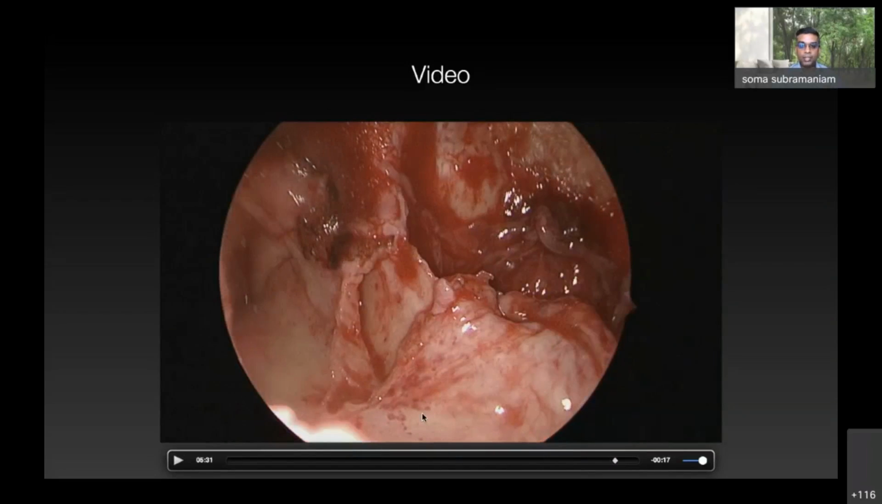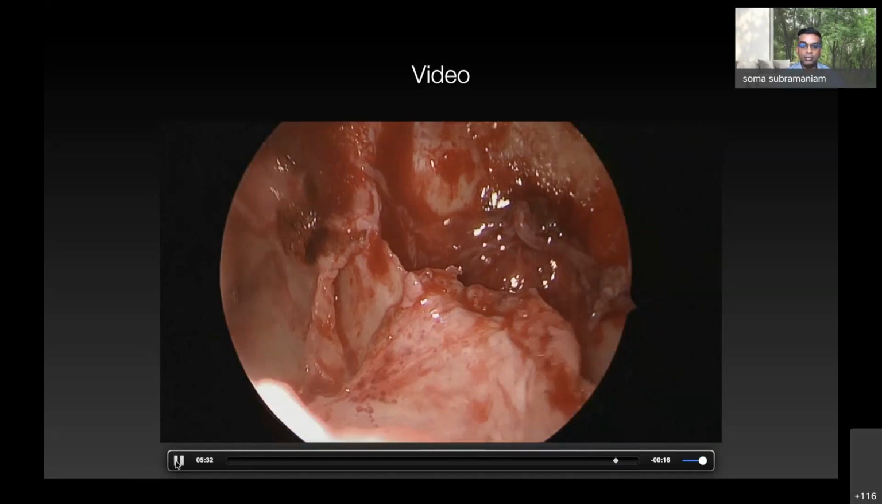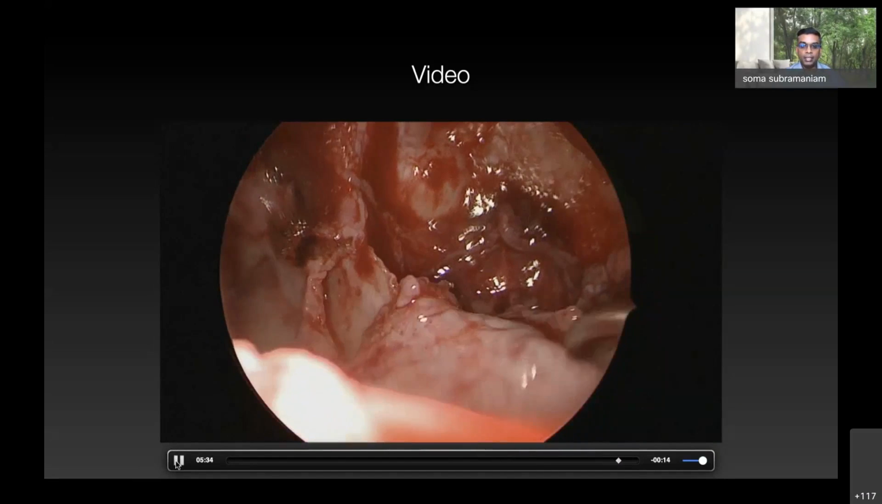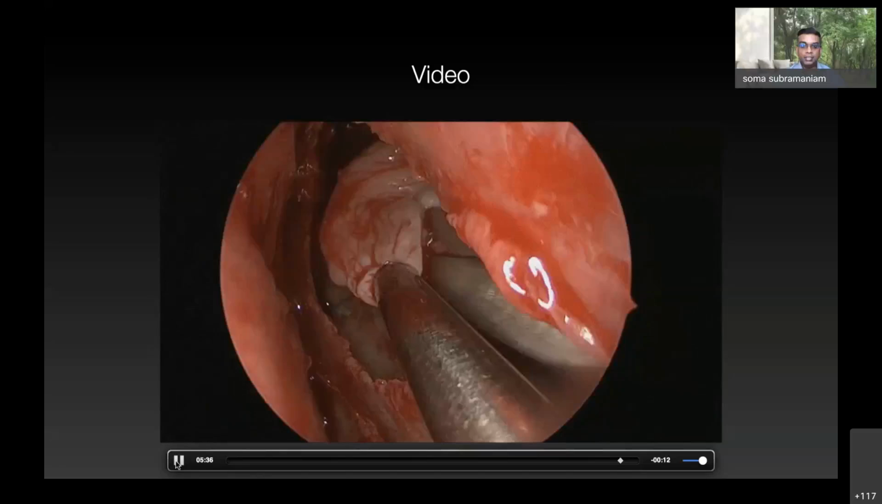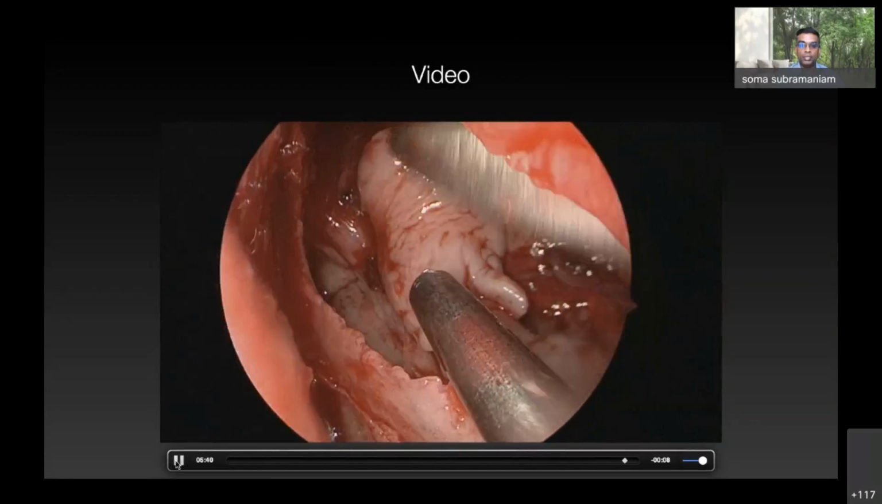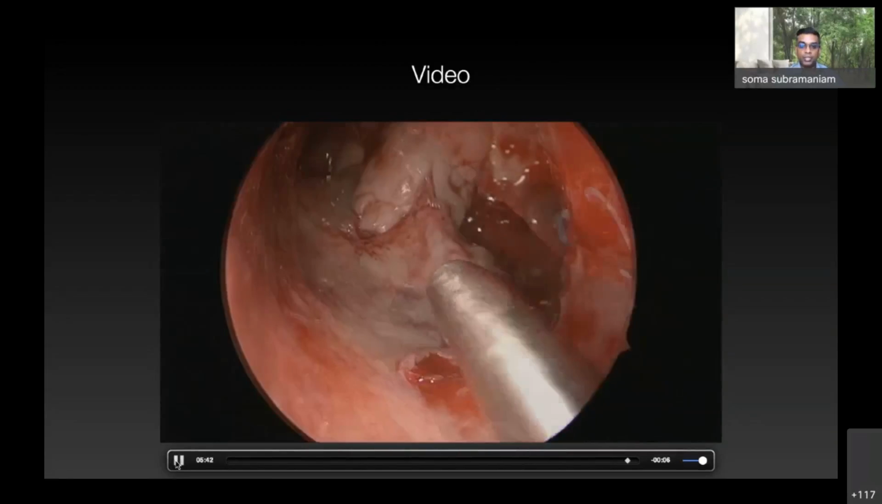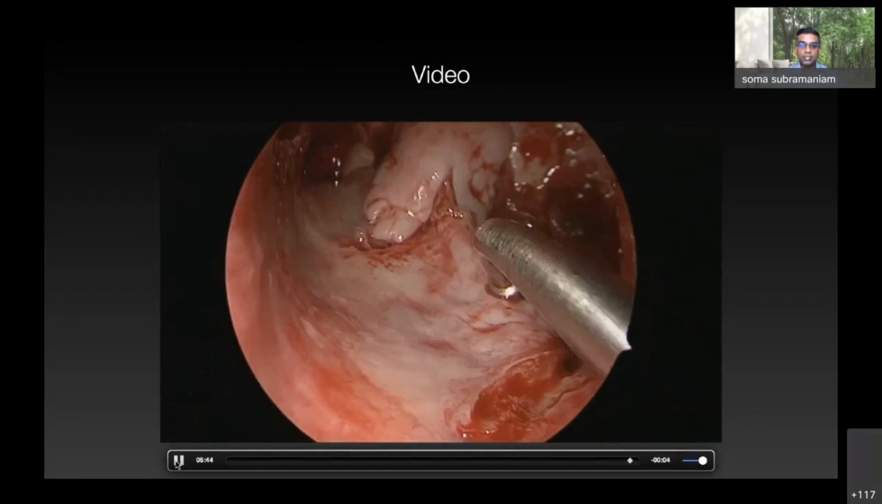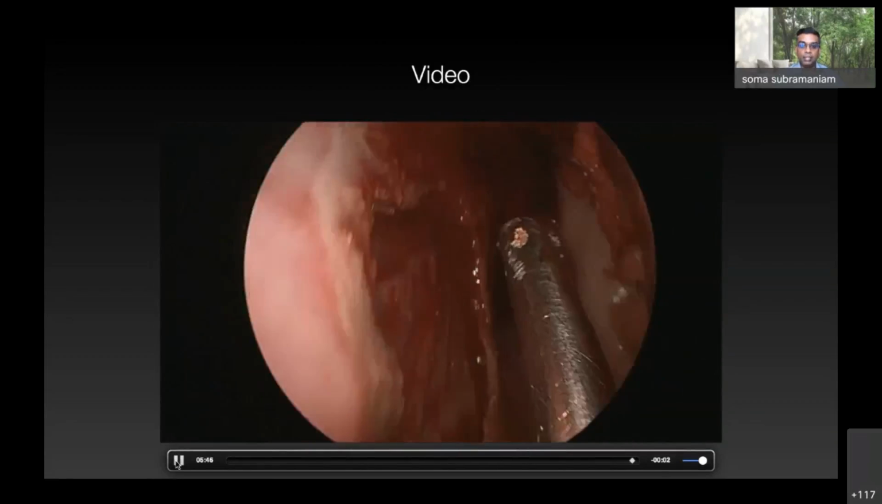So this flap that we raised earlier can cover most of this inframedial wall of the maxillary sinus to minimize crusting. And a little bit of the middle turbinate that I removed just now was fashioned and placed over the descending palatine artery so that if anybody accidentally injures it, it won't immediately bleed. And that is the end of that procedure.